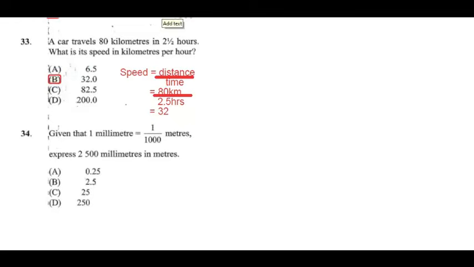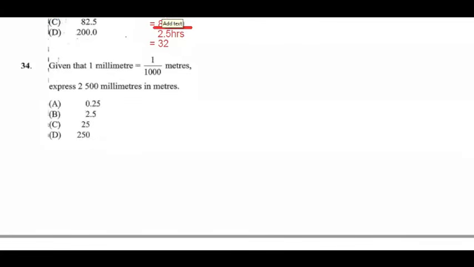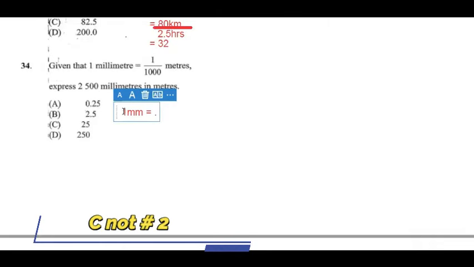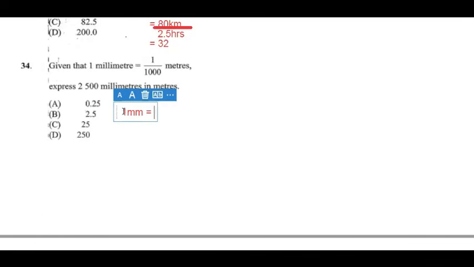So 34, given that 1 millimeter is equal to 1 upon 1000 meters, express 2500 millimeters in meters. So 1 millimeter is equal to 1 upon 1000, which is the same as 0.001, and we're expressing 2500 millimeters in meters, which is x.